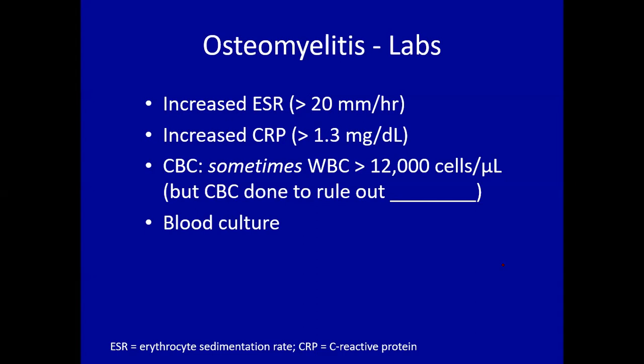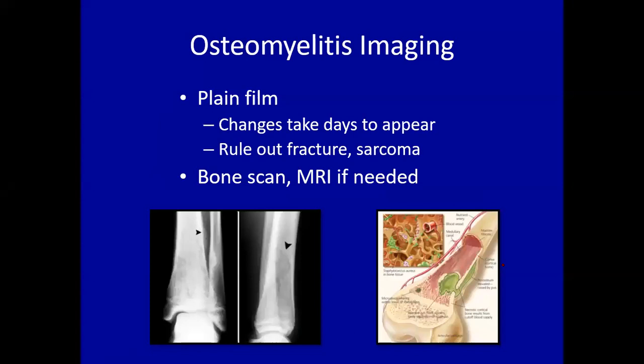They're just supporting information. CBC will usually show leukocytosis, so greater than 12,000 white blood cells per microliter, but the CBC does not rule out that there is an infectious process here. Blood culture, check that out. Osteomyelitis imaging, so basically just plain films, and we're going to see this reactive periosteal tissue. We need to rule out that there's a fracture over that portion or that there's a sarcoma. But we do definitely have this sick child, so we're going to start treating them.